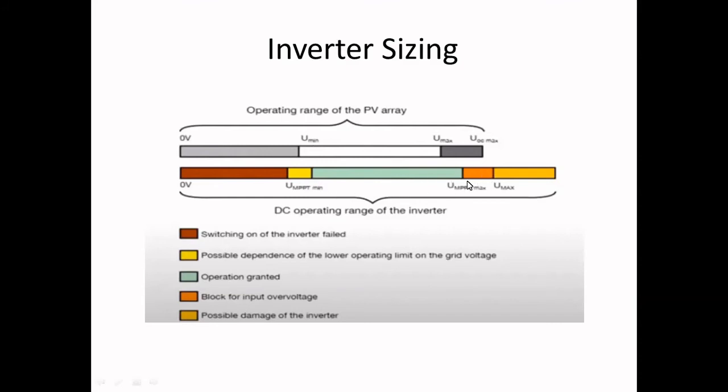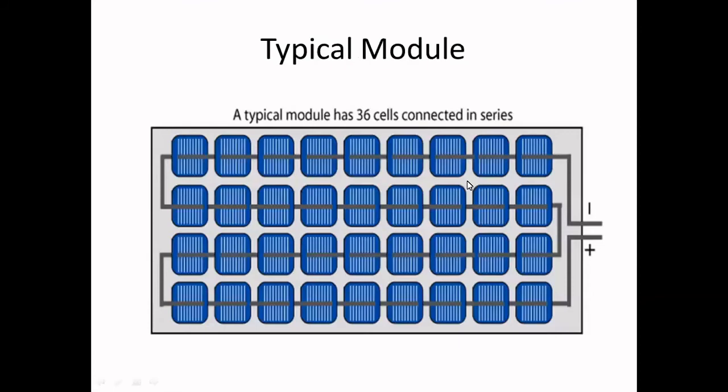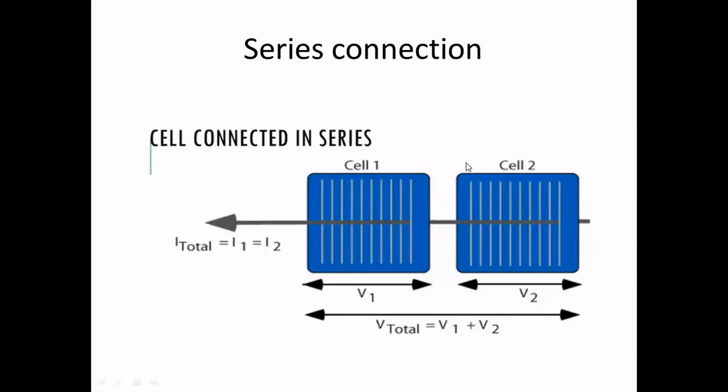You can see it in this graph. This is the typical module which has 36 cells connected in series. We will not have a single cell for a total system. We'll have many cells connected in series and parallel. We'll see what happens when it is connected in series.